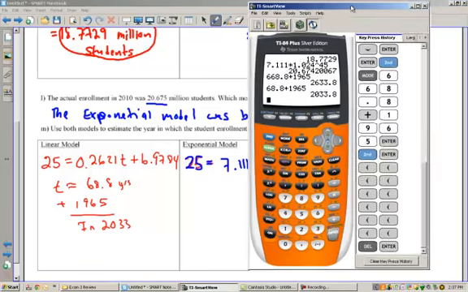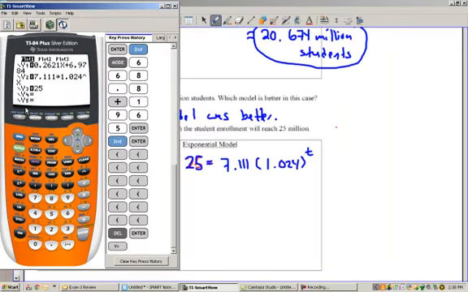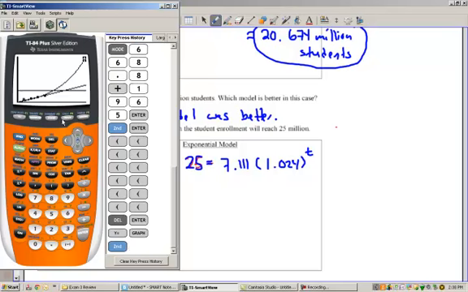And to use my calculator, I'm going to graph the left and graph the right. So I hit y equals. And I already have everything in here. Here's the left right here, 25. Here's the right. And so if I just hit graph, we should see that they cross. So here's the exponential. Here's the 25. And so I hit second, trace. Go down to intersect.